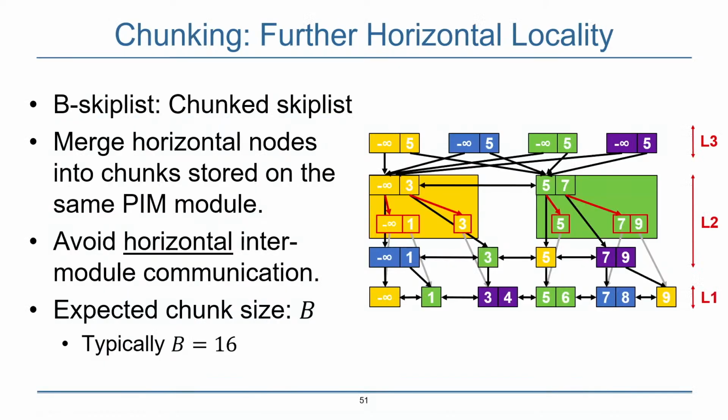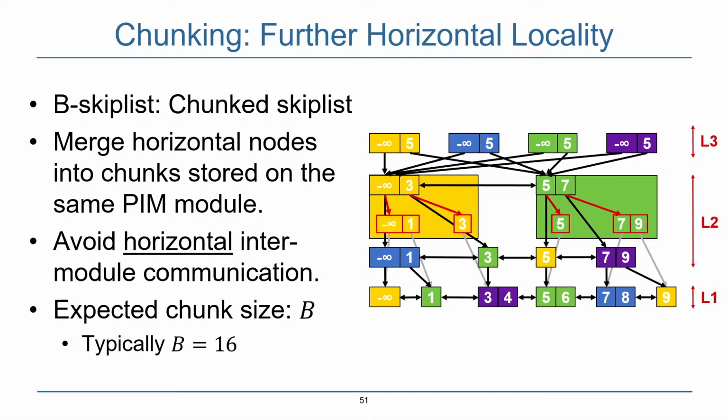OK, so this is a final technique we use for PIM-tree. We are using a bit skip list rather than a real skip list. A bit skip list is just a chunk skip list. The idea is that we merge the horizontal nodes together into chunks, and we put these chunks in the same PIM module. So like here, 3 and 4 used to be separate and at different positions, but now they're together. So it's just one chunk.